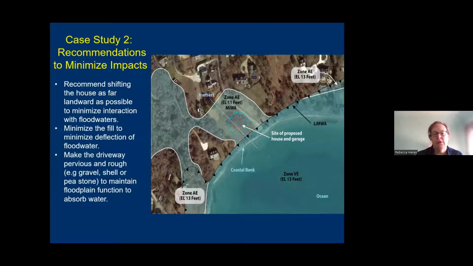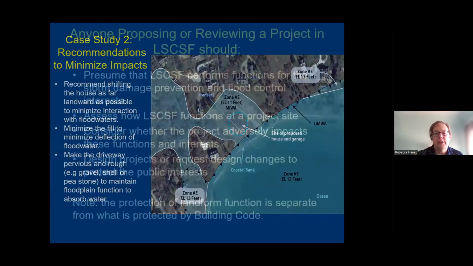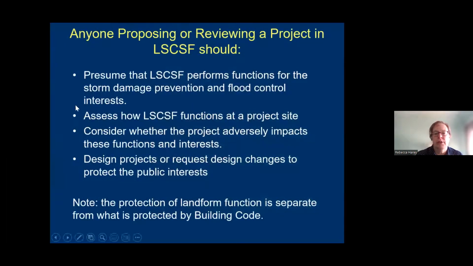You are basically looking at topography, trying to do that analysis, and looking at the flood zones and the proximity to energy. That's the quick list of what you should do. So presume that the land subject to coastal storm flowage functions for storm damage prevention and flood control. Assess how it functions at the project site specific to the mapped flood zones. Consider what the impacts might be in design to try to protect the public interests.